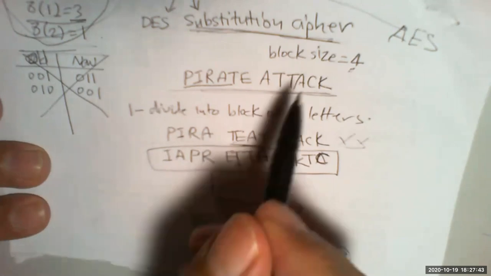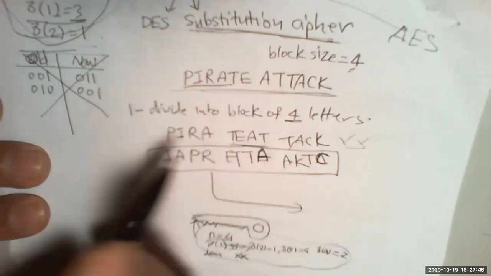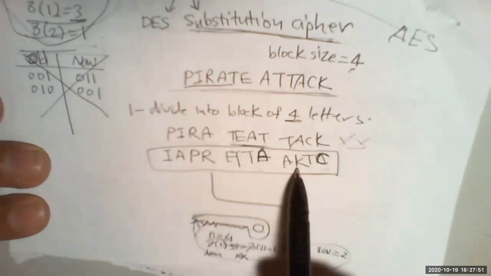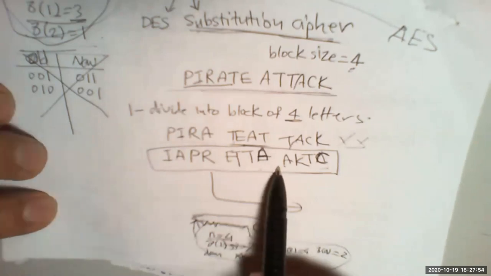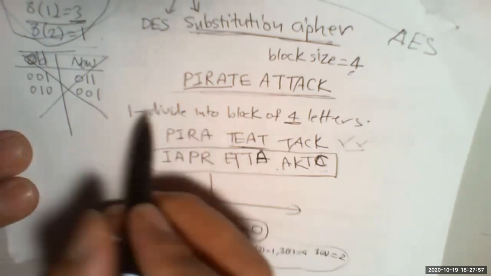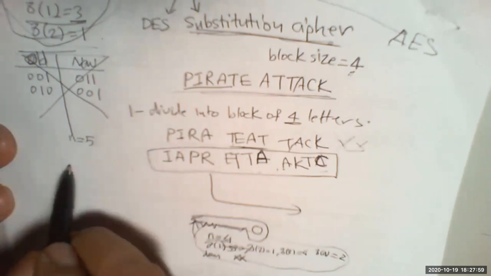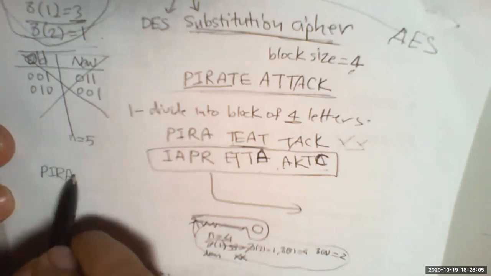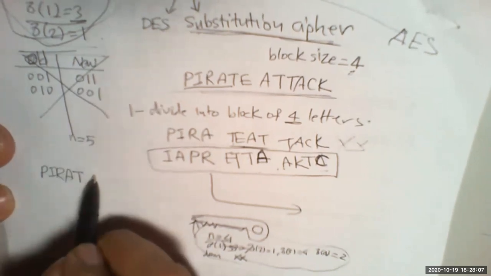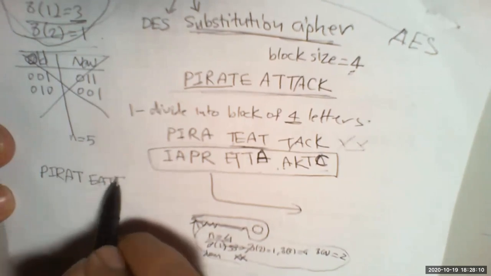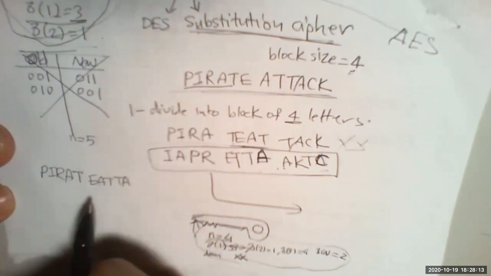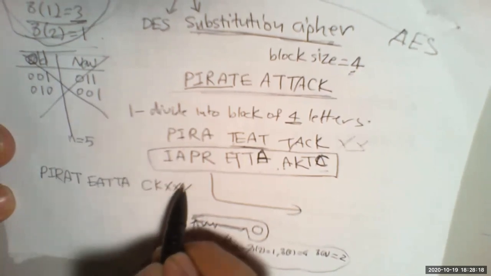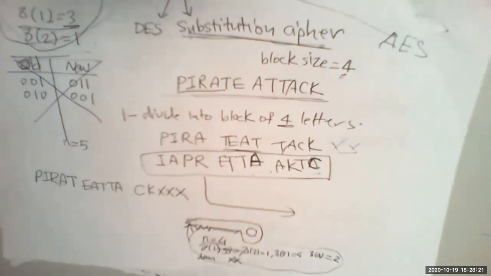For example, if the block size is five, since four multiplied by three is 12, and 12 is not divisible by five, the first block is going to be P-I-R-A-T. The second one is E-A-T-T-A. And the third one is C-K-X-X-X. Just like that. Okay?